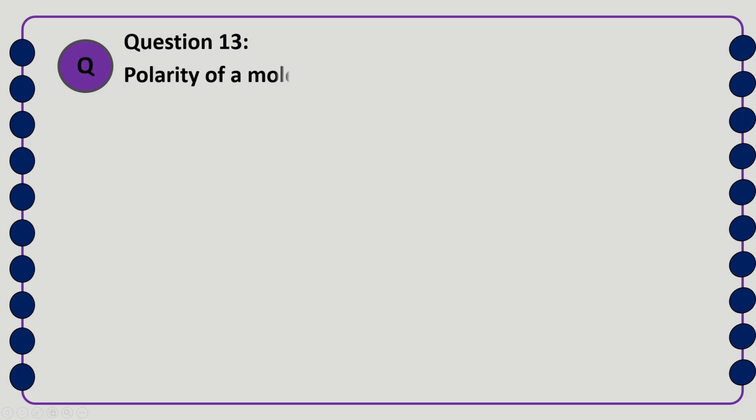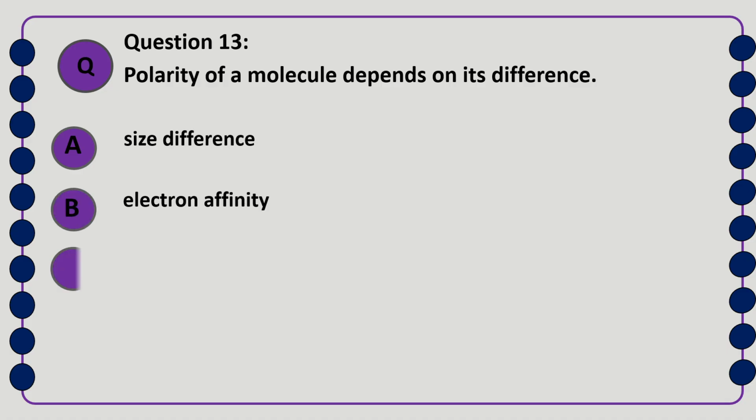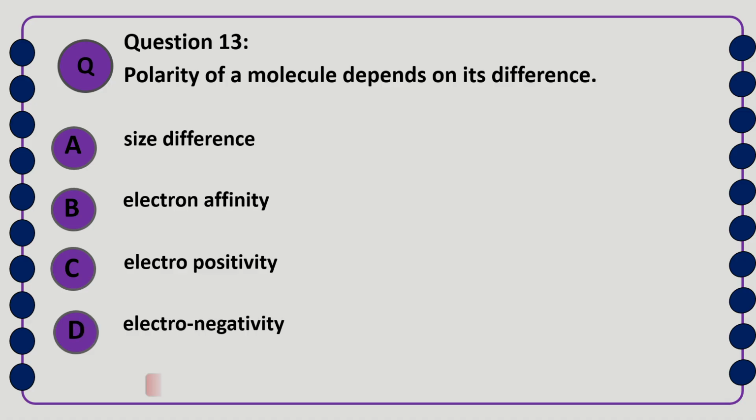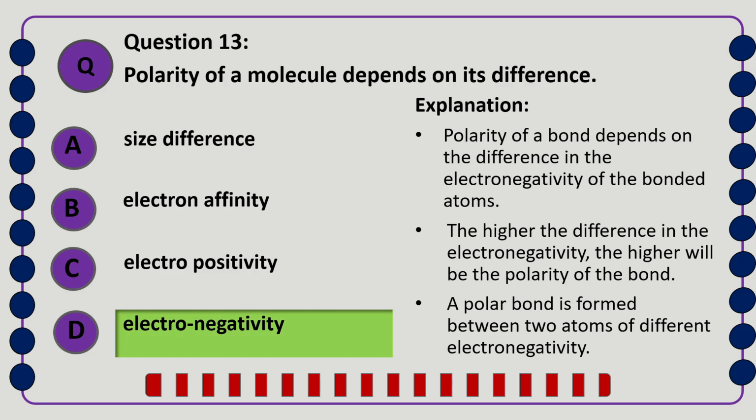Question number 13. Very important. Polarity of a molecule depends on its difference: size difference, electron affinity, electropositivity, electronegativity. Yes, the correct answer is electronegativity.